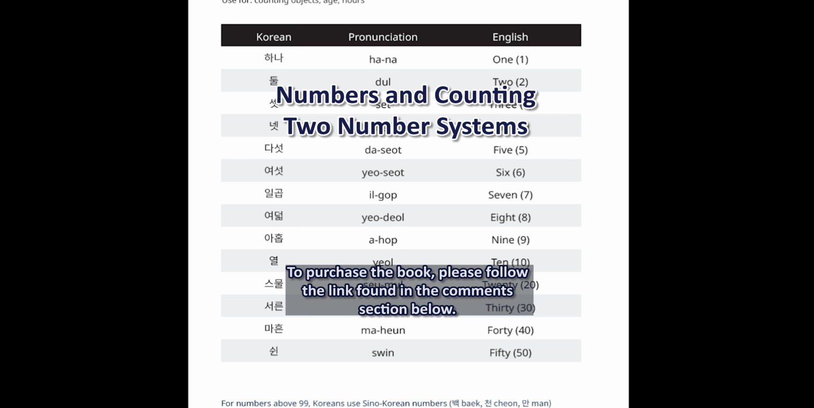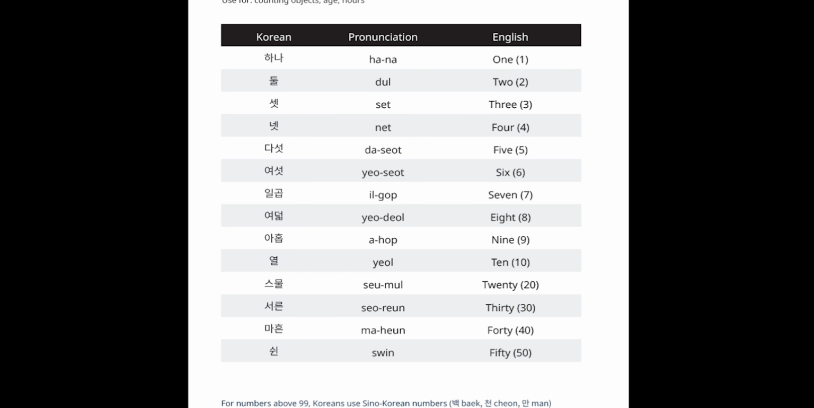Let's learn how to count in Korean. Korean has two completely different number systems. First, we learn native Korean numbers, which are the ones Koreans use for counting things, telling your age, and talking about hours of the day. Let's start counting 1 through 10.